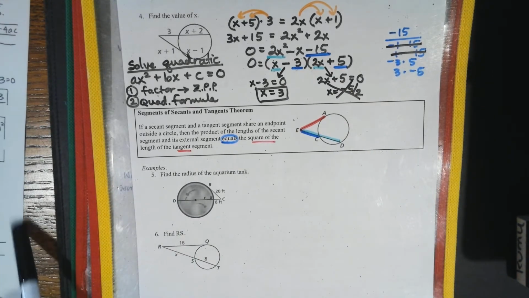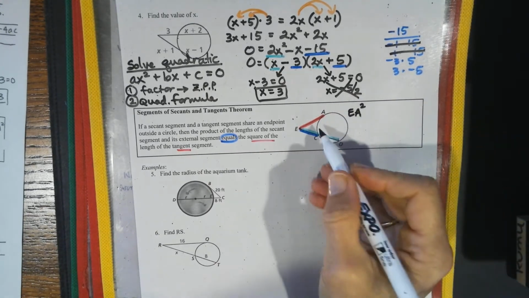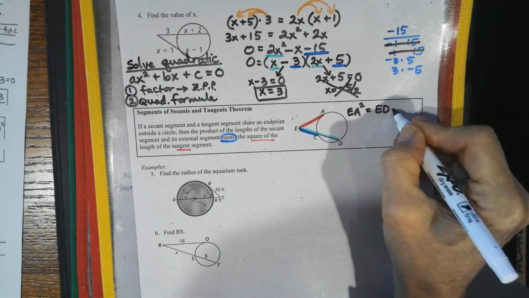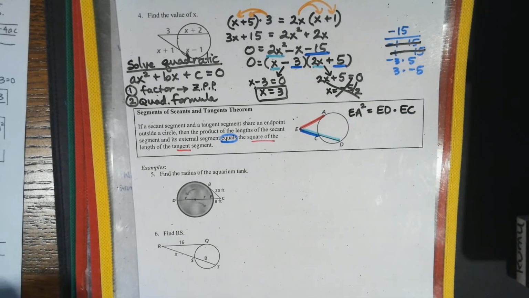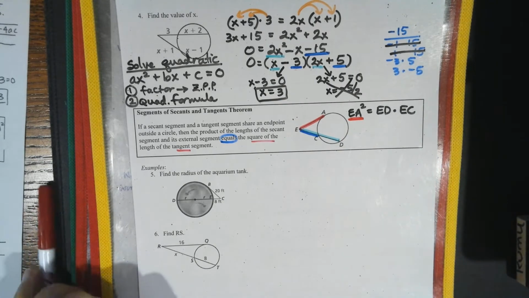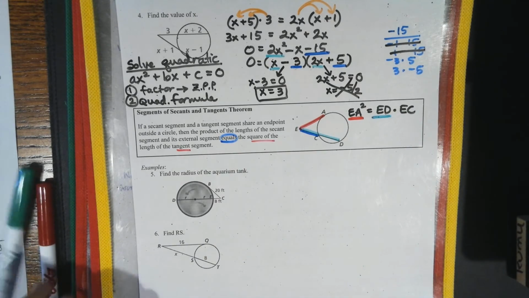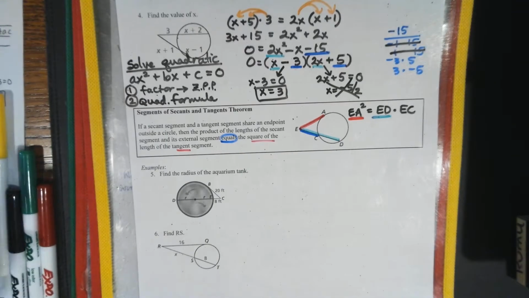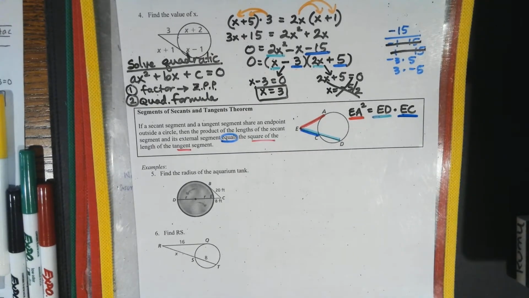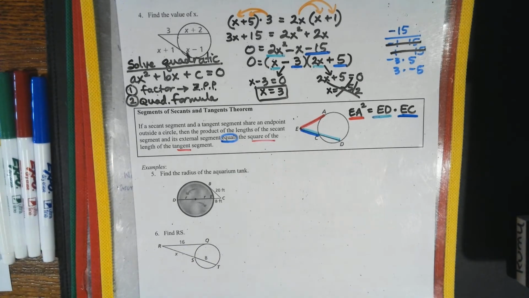I always thought this was elegant. So it's going to be EA squared, EA times EA, equals ED times EC. So we can still color code this just like we did before. You've got your tangent squared equals the secant segment times the external segment. Hopefully you can see how it's very similar to the other one.